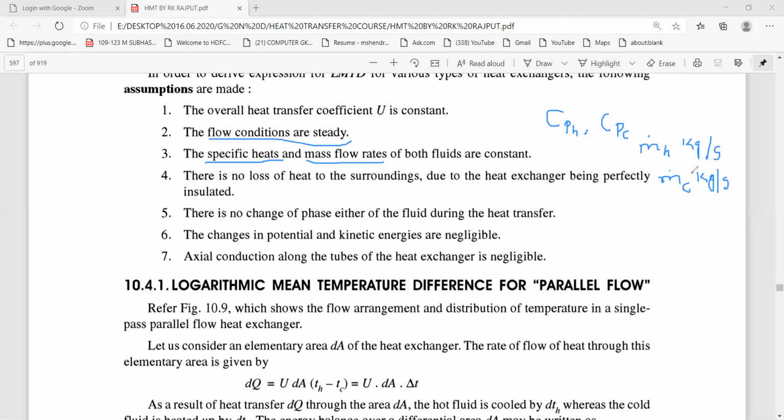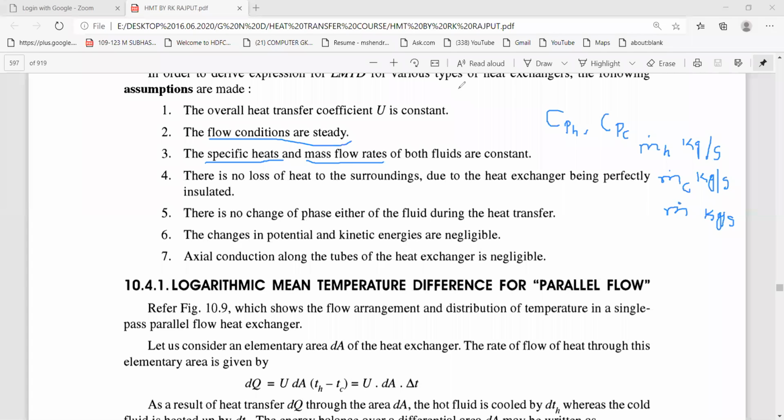Remember, students, the dot here represents per unit time or per second. If we consider m without any dot, then its unit is only kg. If you take the dot here, then you are supposed to take kg per second. So m with a dot represents mass flow rate, whereas m without a dot represents the mass. I hope this is clear.